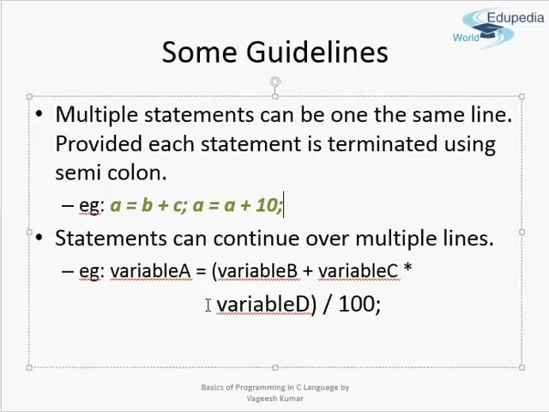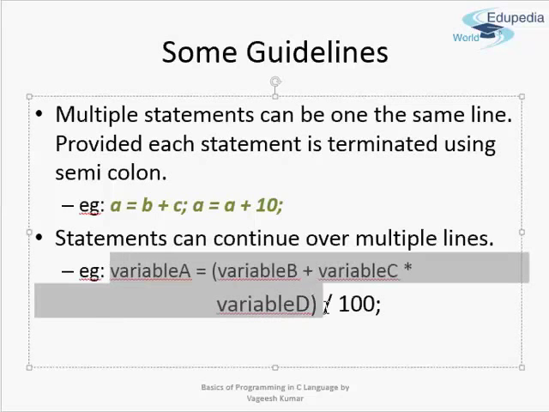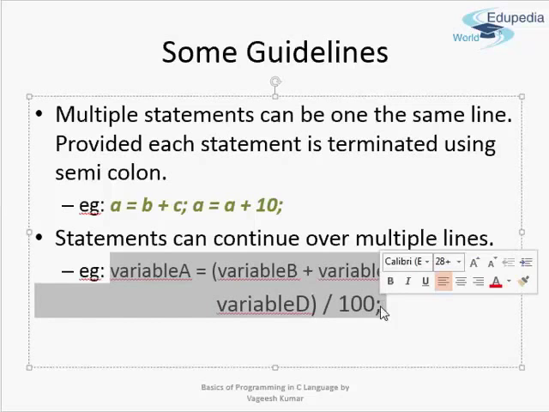Now in case your statement is becoming very long, like over here it is variable a is equal to variable b plus variable c multiplied by variable d, and the whole is divided by 100. This is a pretty long statement. It will not fit into one screen, so you can just put empty spaces, tab or enter over here, but just remember to put this semicolon over here. So the computer or your compiler will treat this whole as one statement till it finds this semicolon.